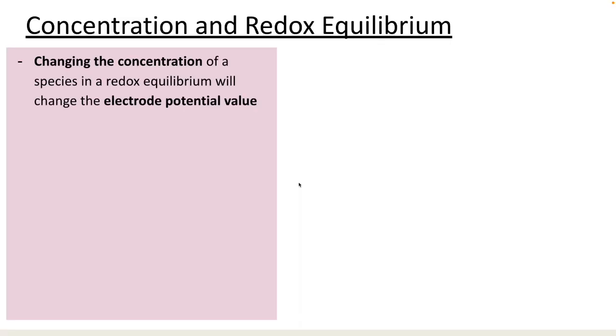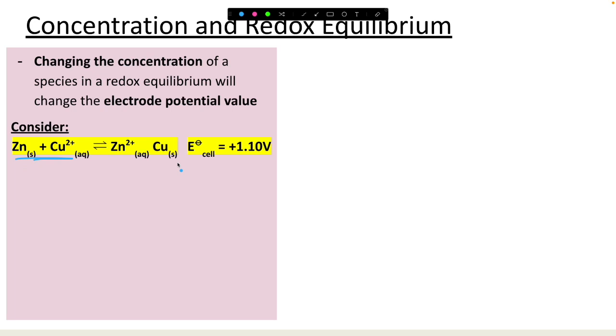So let's investigate this a little bit more. Changing the concentration of a species in a redox equilibrium will change the electrode potential value. Consider where we have a cell as opposed to just one individual half cell. So I've got the classic zinc copper cell, and we've got a cell potential.